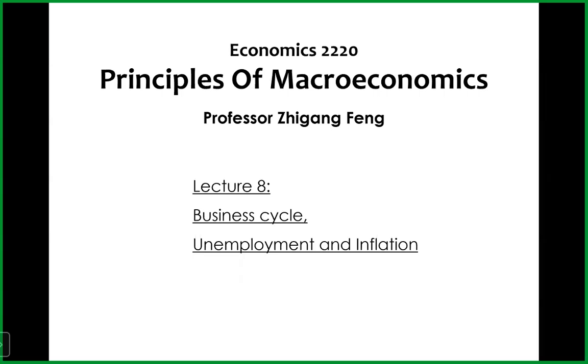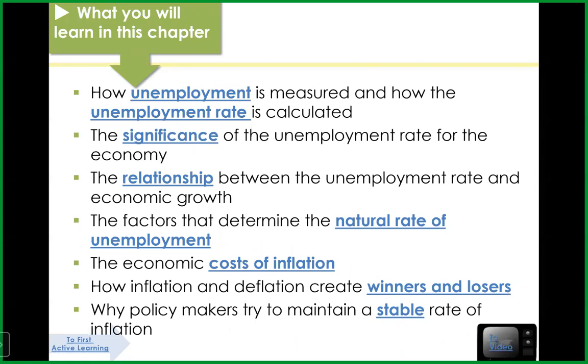So today we are going to move to the labor market. The title is business cycle, unemployment, inflation. We are going to look at two things: one is the labor market, and on the other hand, inflation. As you will see once we unfold this chapter, there is some very interesting and intrinsic correlation between unemployment and inflation.